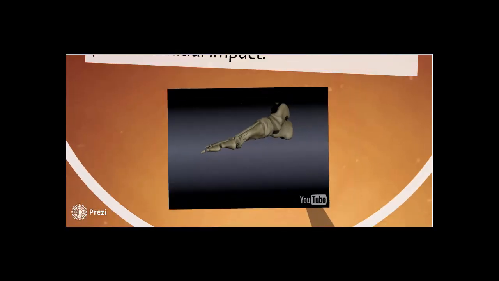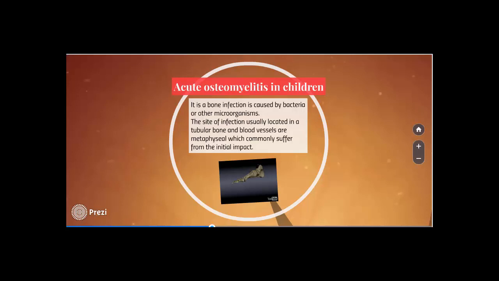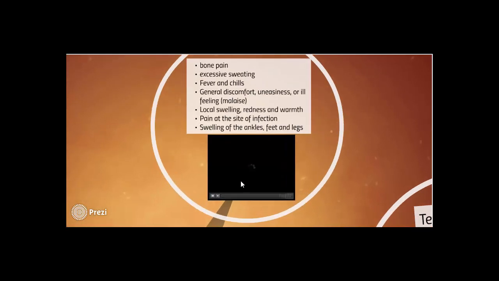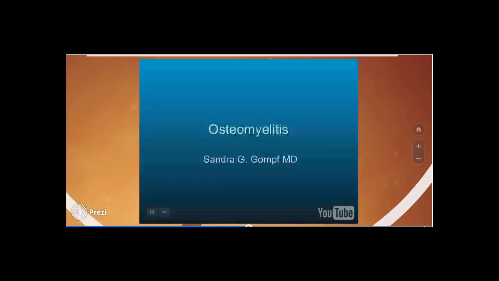Okay, that was the video, and we continue with the exposition. We have the symptoms. The symptoms are bone pain, excessive sweating, fever and chills, general discomfort, uneasiness, or ill feeling, local swelling, redness, and warmth, pain at the site of infection, and swelling of the ankles, feet, and legs. There is another video. Let's see.